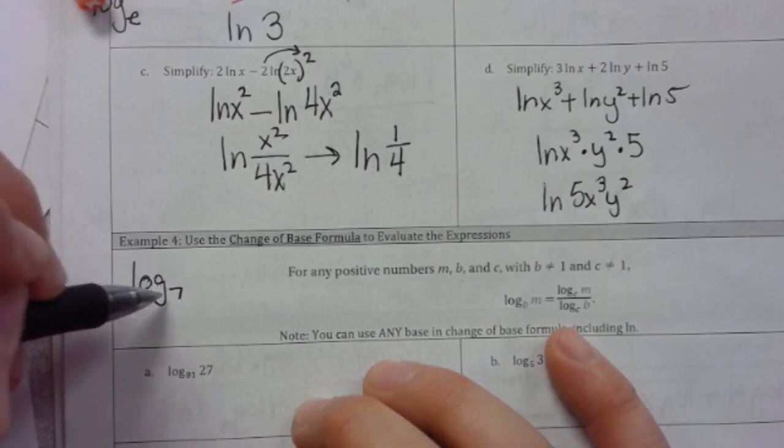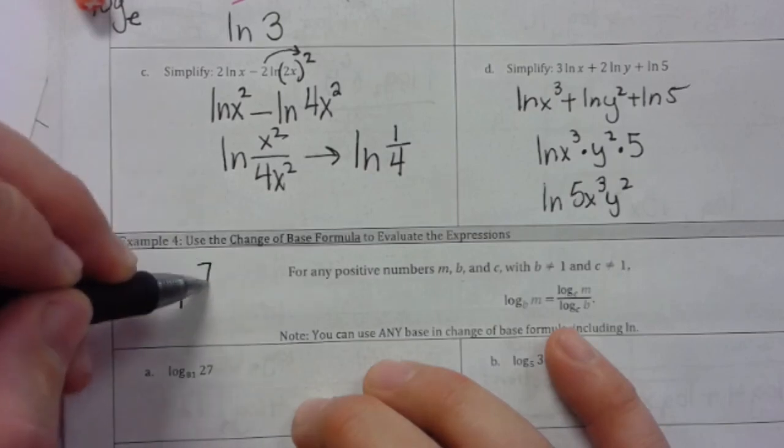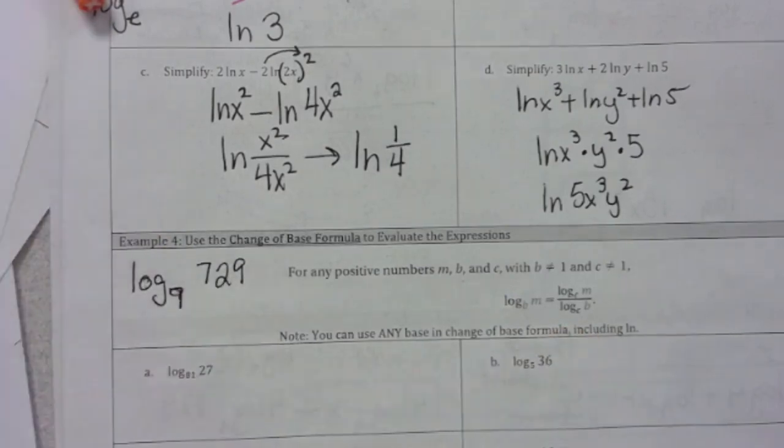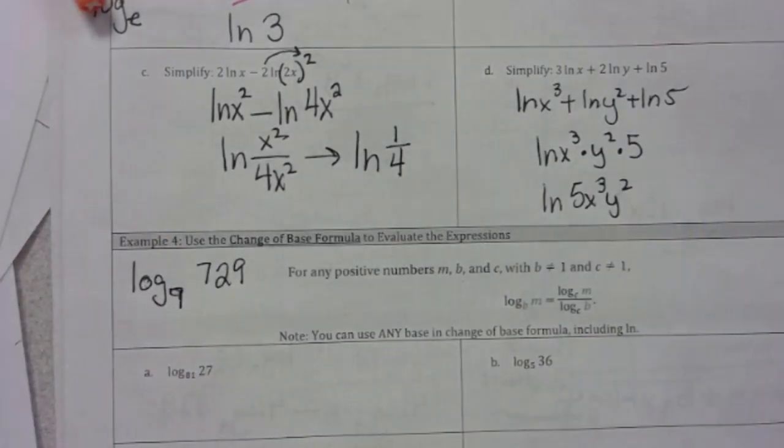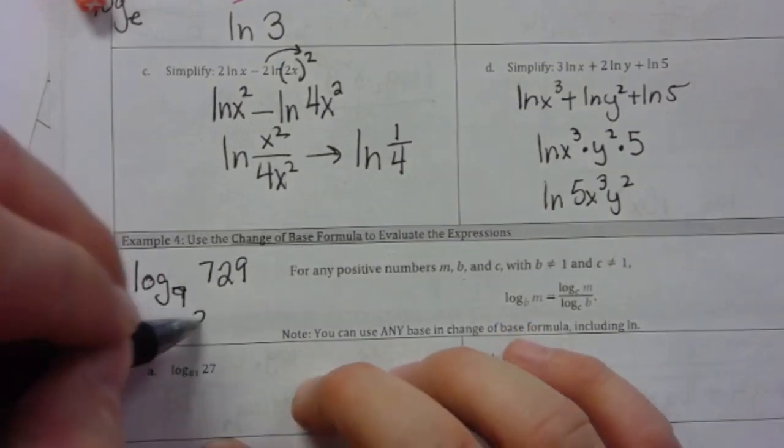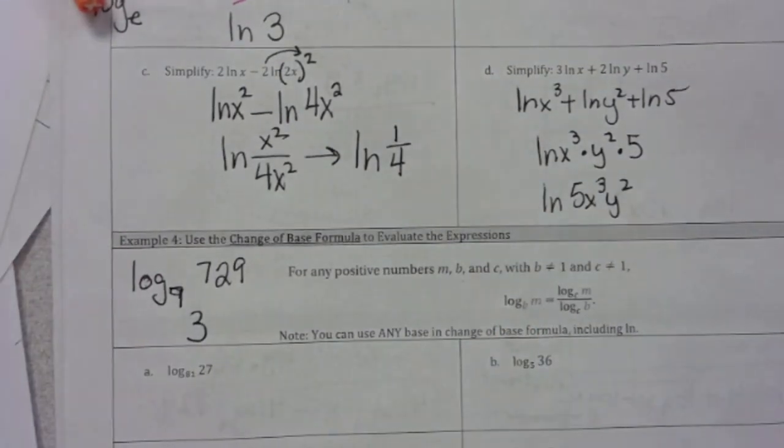So let's do this without a calculator and then verify that we're getting the right answer. Allie, first off, what's the answer here? 3. You're right. 9 to what power is 729? Look at it. Yellow sheet back there. 729. It's on the third row, right?